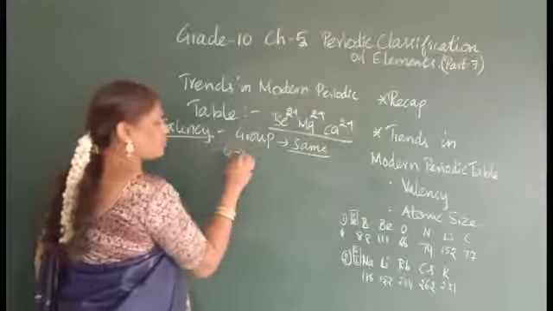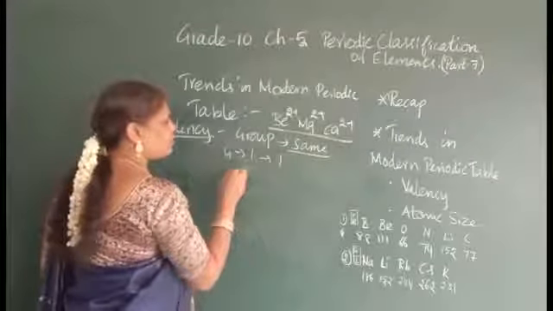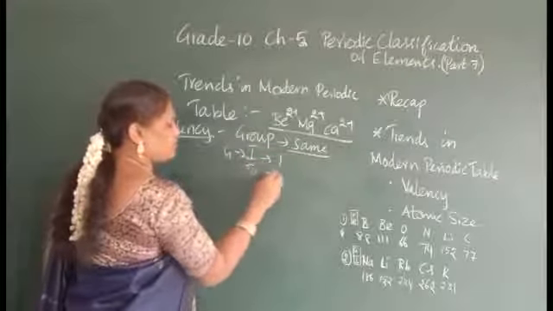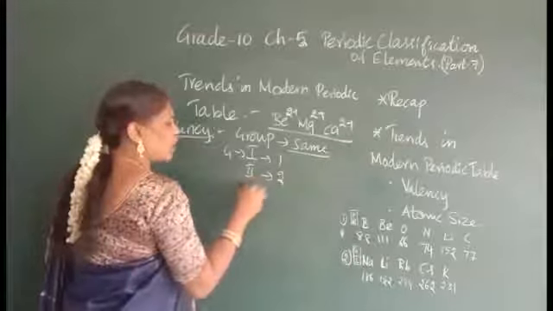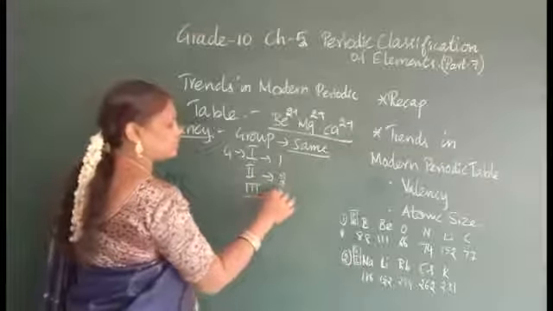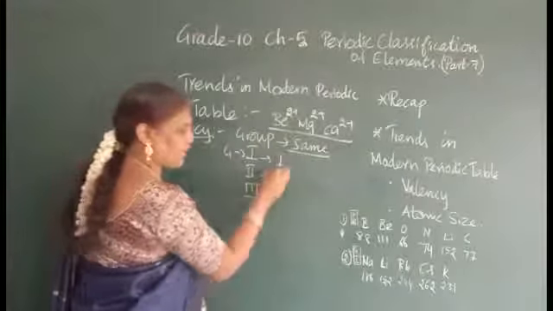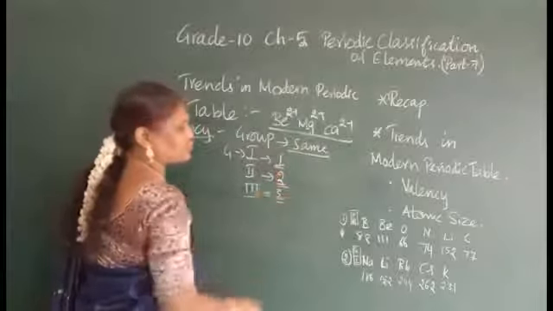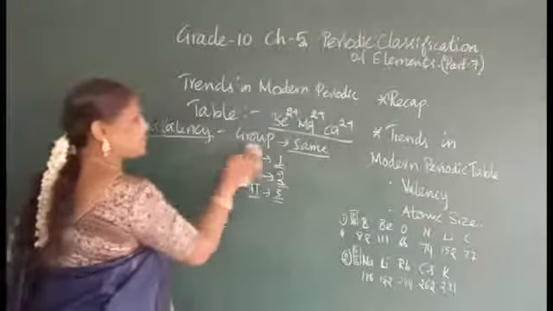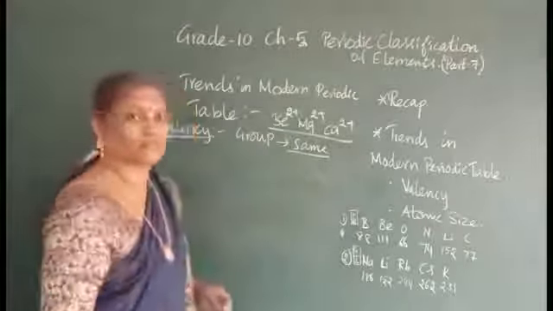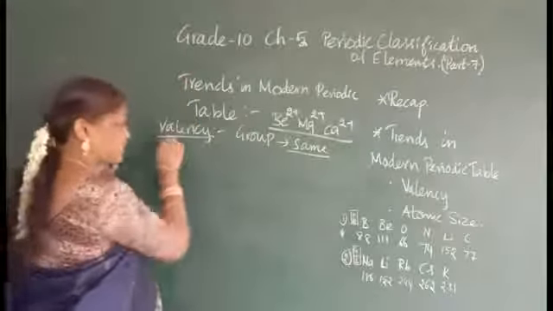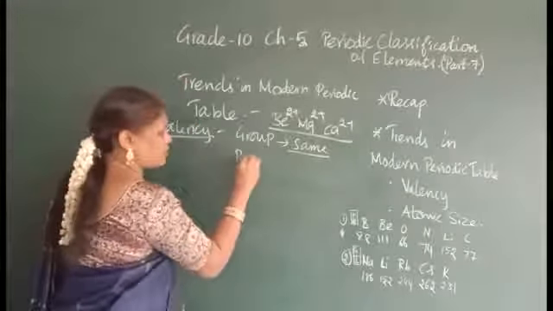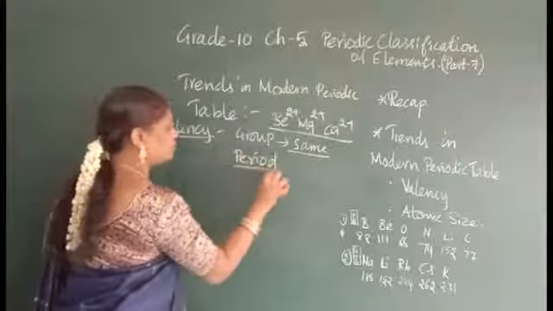So in group 1 the valency will be 1. Group 2, the valency will be 2. So all the elements will have the same valency throughout the group. Let us see the valency in a period. Now we are going to see it in a period.